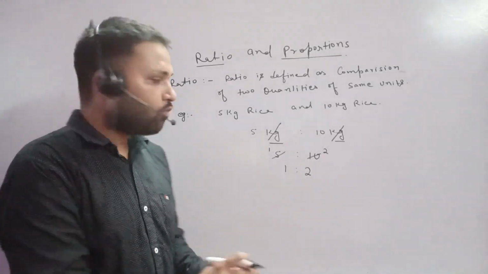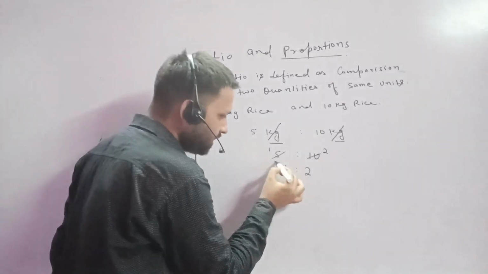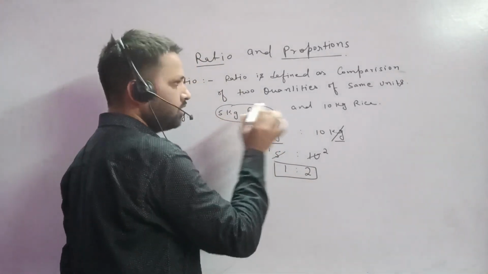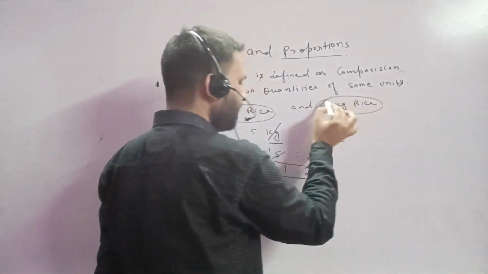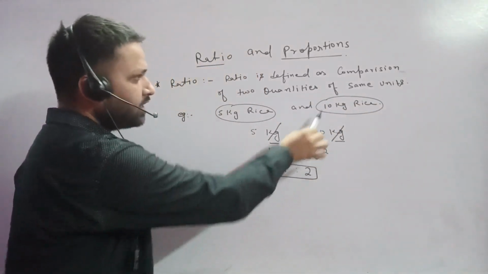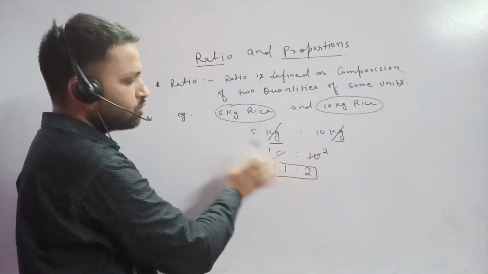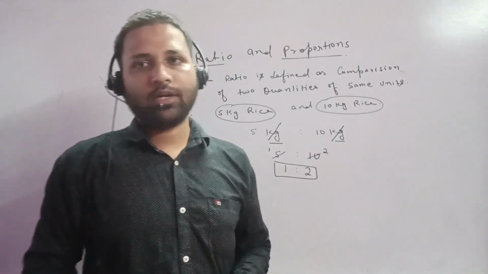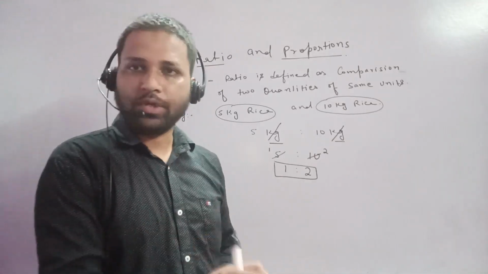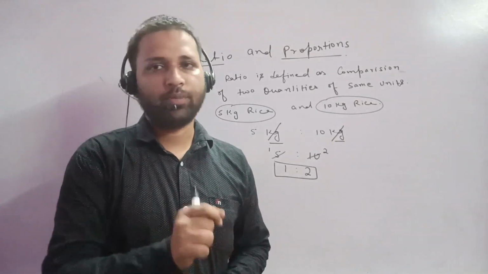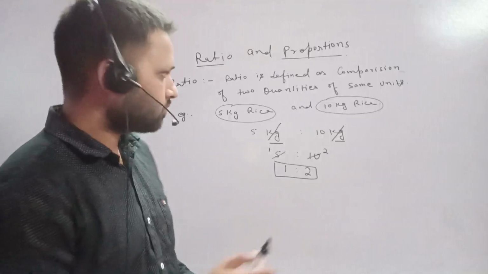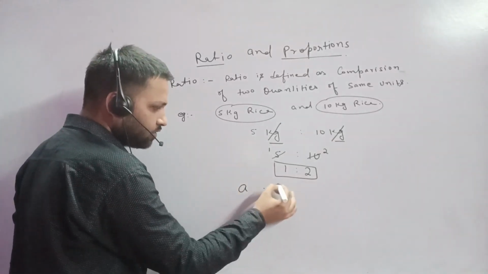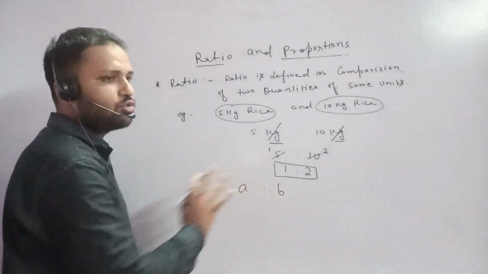Now from here we can compare these two quantities, 5 kg of rice and 10 kg of rice. That means 10 kg of rice is 2 times 5 kg of rice. When we compare two quantities, then we use ratio and proportion. Ratio is generally written as A is to B.